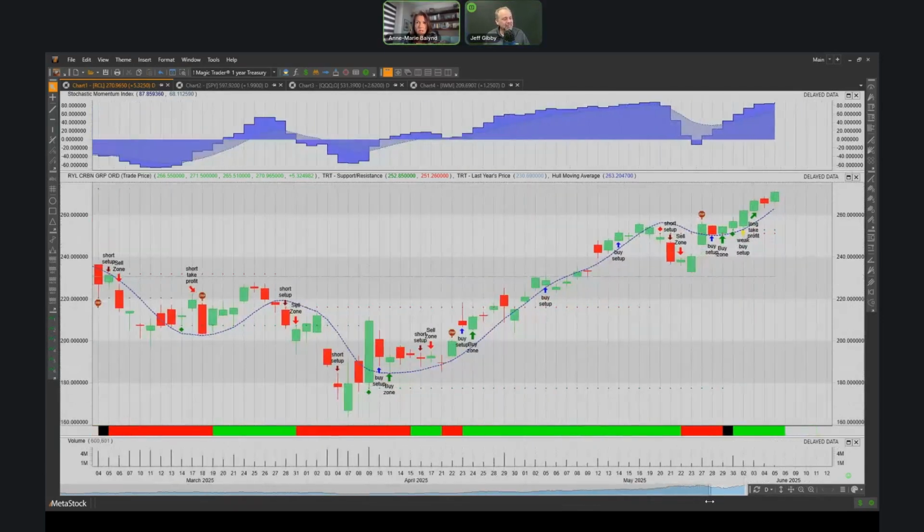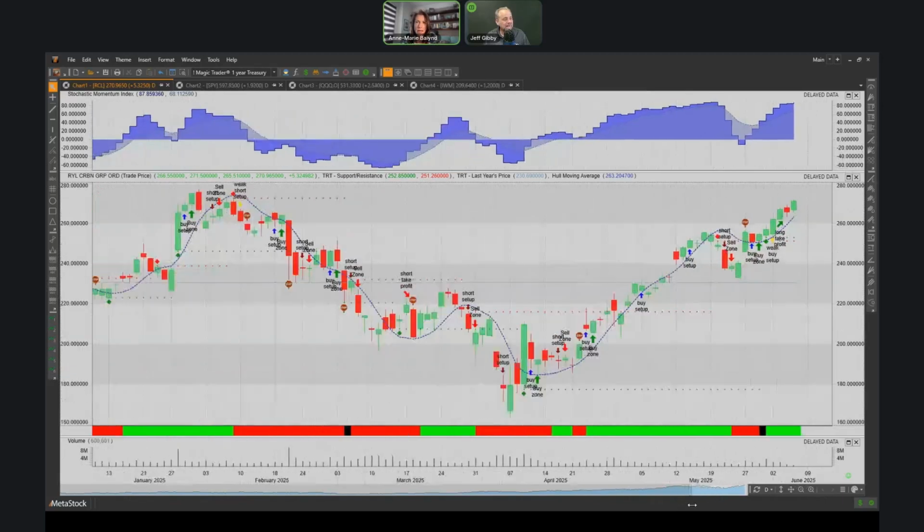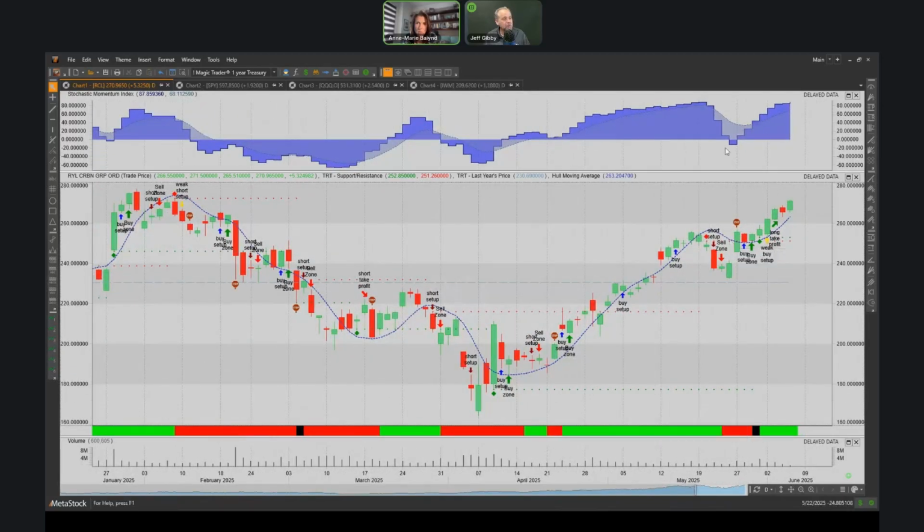Okay, so let's take a look at this. Do you see how the stochastic dropped below the zero line right here? Some folks might look at that and see the moving average just to the left of it and go, ooh, the moving average is down, that's going to be a short. But see, the overall average is up. What you have to look at is, over the last several months, what has the trend with RCL been? And it's been up.